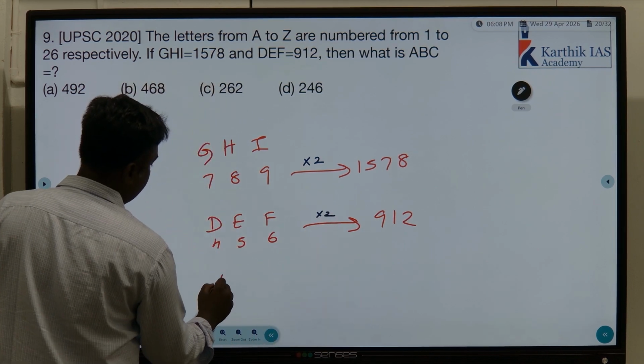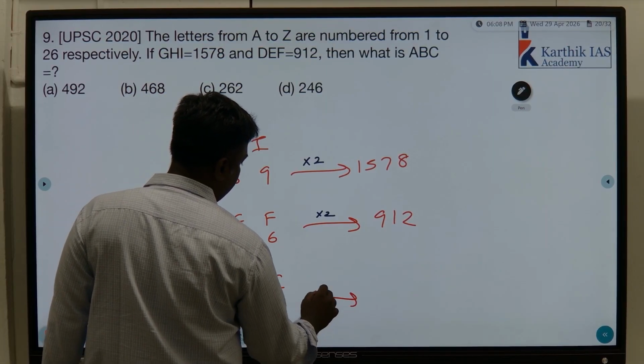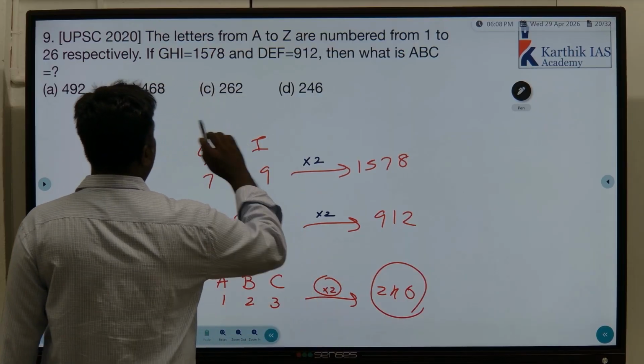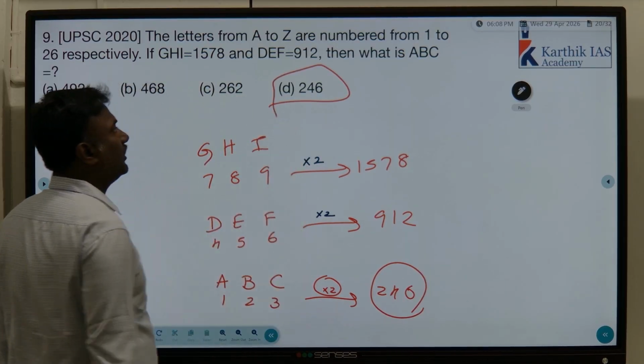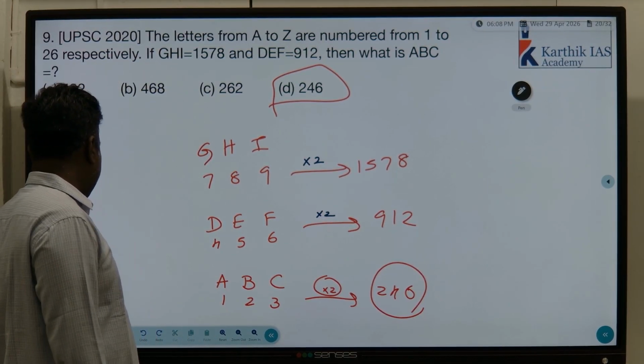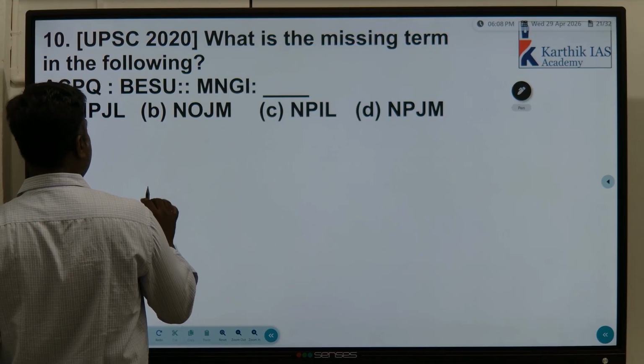So what is A, B, C? They are asking. It is 1, 2, 3, right? Double it: 2, 4, 6. Consider it as a 3-digit number. So it's just code it and then double it. That is more important. All these type of questions are very easy.